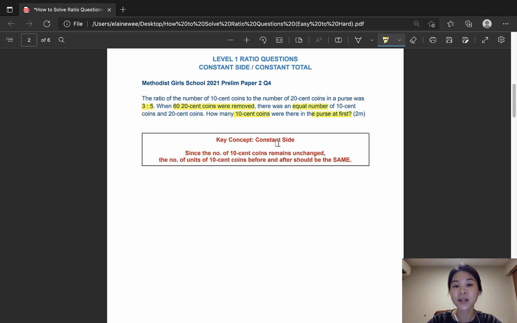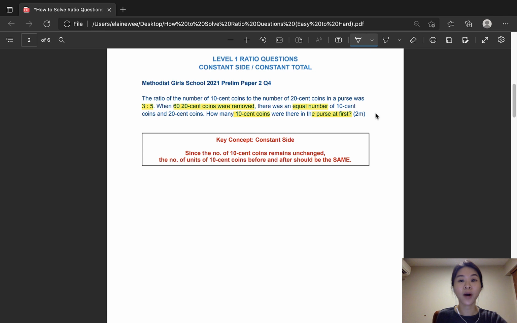Now, the key concept of this question is constant side. Since the number of 10-cent coins remain unchanged, the total number of units for 10-cent coins in the before and after ratio should be the same. How do we know that the number of 10-cent coins remain unchanged? It is stated here that only 60 20-cent coins were removed. So basically nothing happened to the number of 10-cent coins.